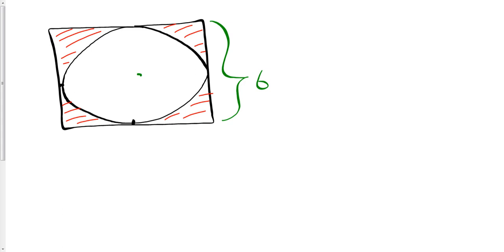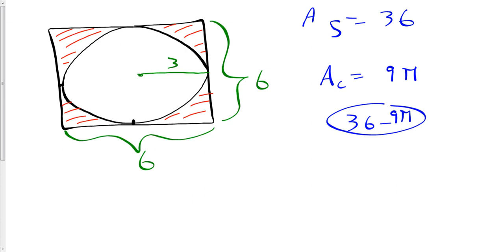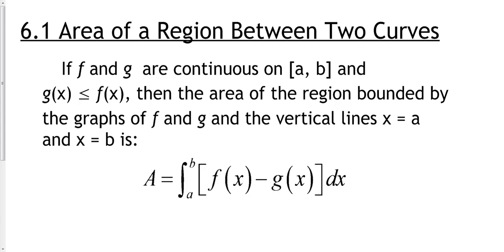So the big idea is that this is 3, so then this is also 6. And now we can figure out the area of the square. The area of the square is 36. The area of the circle is 9 pi from pi r squared. So 36 minus 9 pi is the area of the red region. Hopefully that makes perfect sense to you. What I'm going to talk about today is really going to connect to this, so I needed to have this example out before we talk about this.